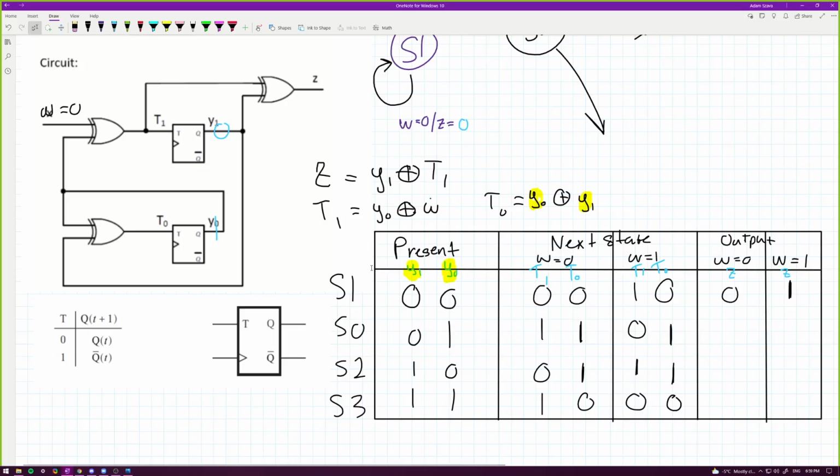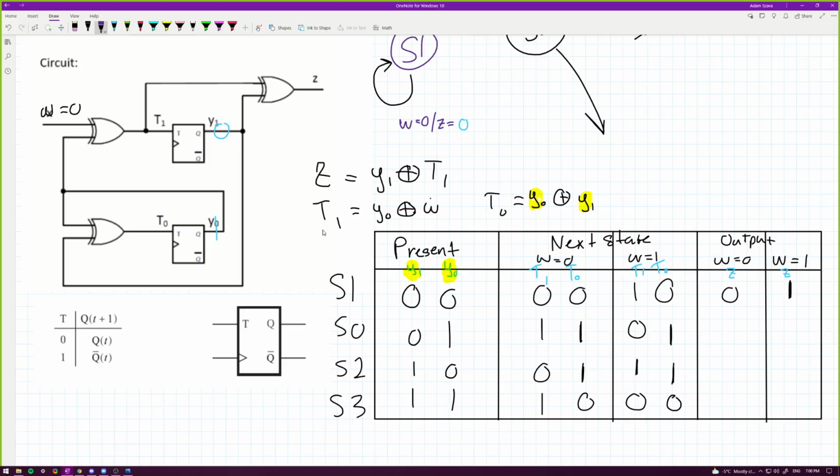Does this account for D flip-flops, though? This kind of looks like a D flip-flop. I'm not sure. Because if T is 1, then the output should flip. If you look at present state 0, 1, we're saying the next state is 1, 1. But what we're actually saying is that T1 and T0 are both going to be 1, which means the output of the flip-flops flips. So I see. The next state would actually be 1, 0, correct? Because for a T flip-flop, if T is 1, the output is the opposite of whatever it is presently. Yeah, so the next state is the opposite of the input state.